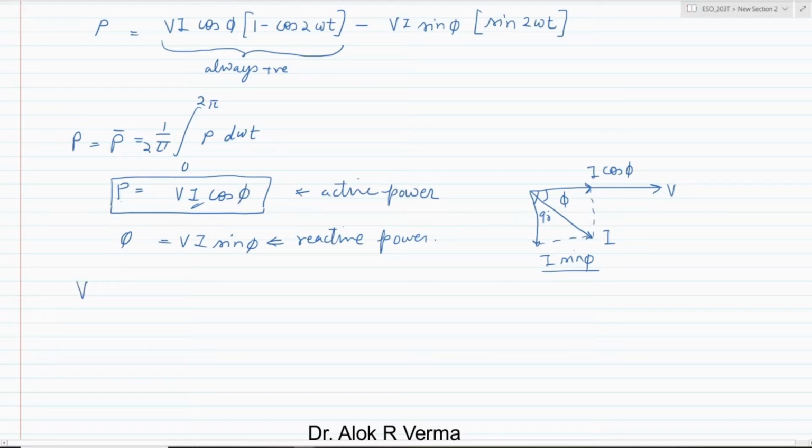VI is nothing but the volt-ampere unit, volt times ampere. When we have P, which is VI cos phi, it is known as watt, represented as W. And Q is measured in kVAR, volt-ampere reactive.